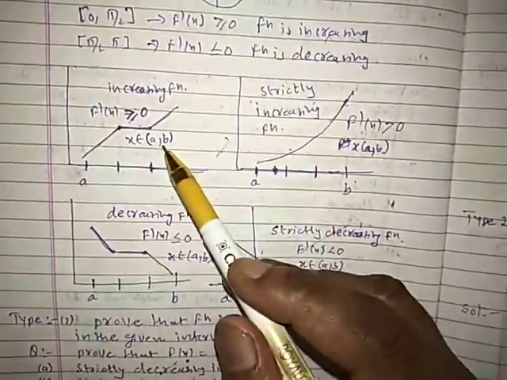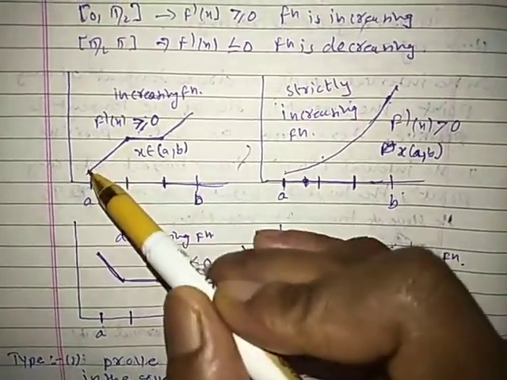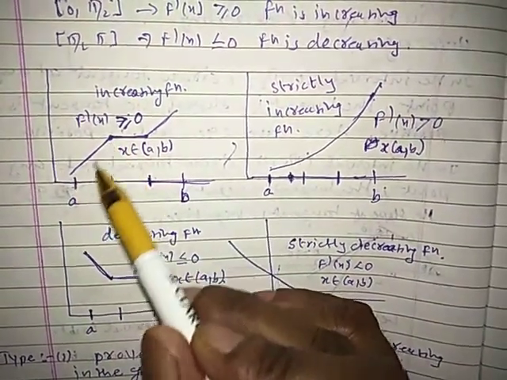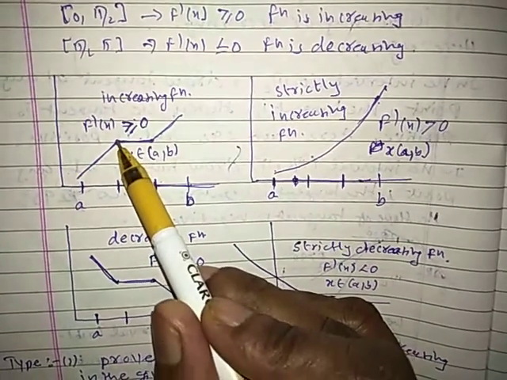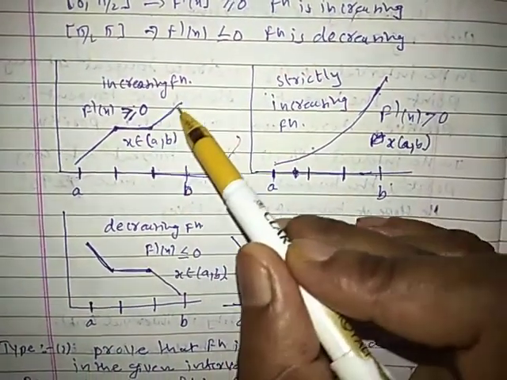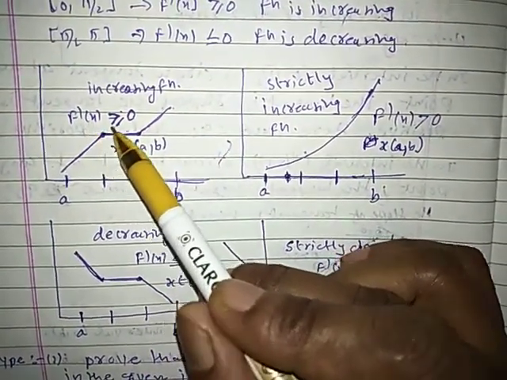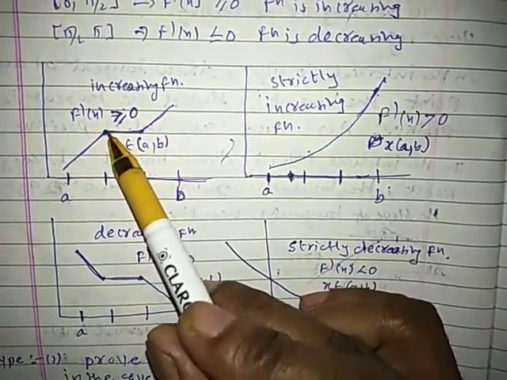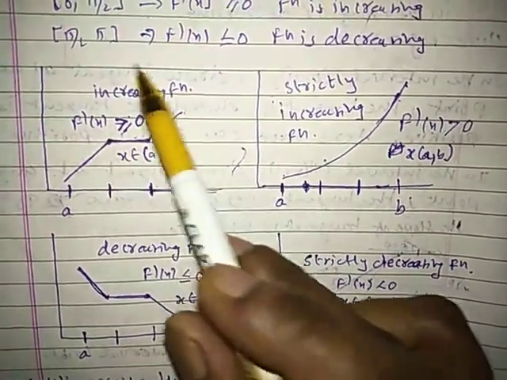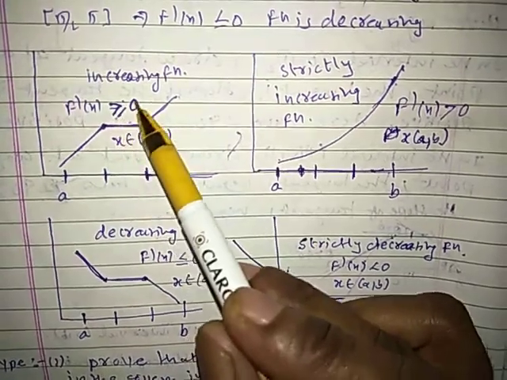Now let's see what a strictly increasing and strictly decreasing function is. Take the interval a to b. First, this function is increasing from a to, say, a1. Then from a1 to a2 it is parallel, and then again it is increasing. So this type of function is an increasing function. In that case f dash of x will be greater than or equal to 0, because at one point it becomes 0, parallel to the x-axis, then again it is increasing. When this kind of graph is given, we understand that it is an increasing function, and f dash of x is greater than or equal to 0.